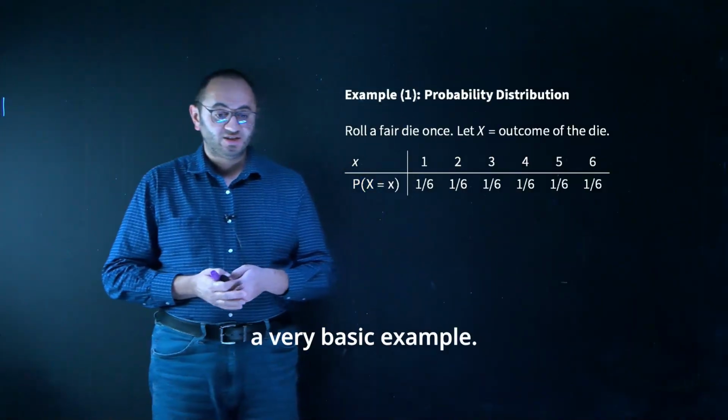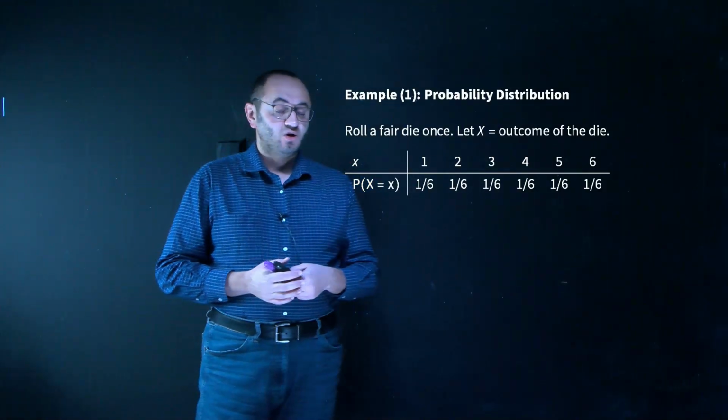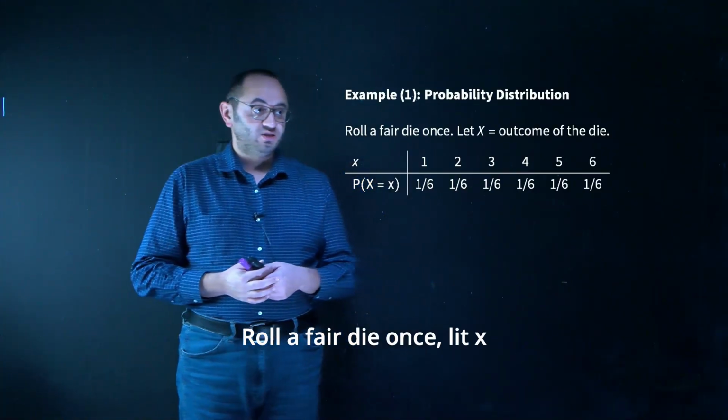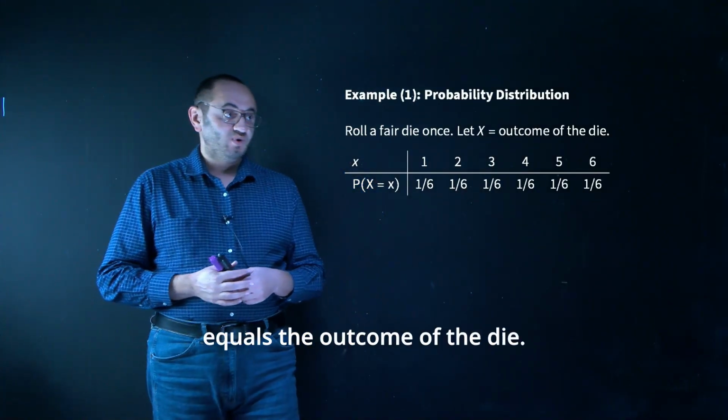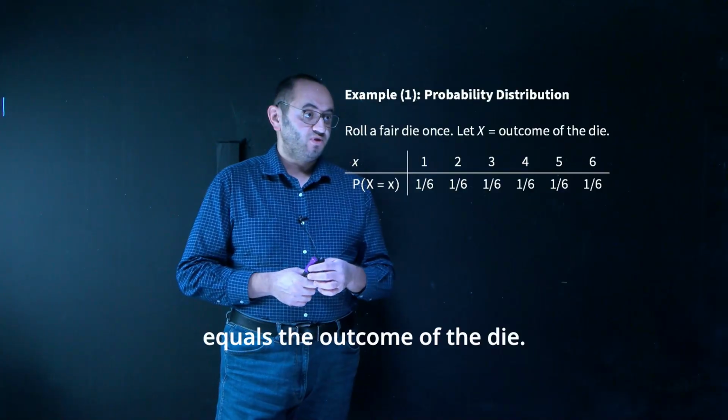This is a very basic example. Roll a fair die once. Let x equal the outcome of the die.